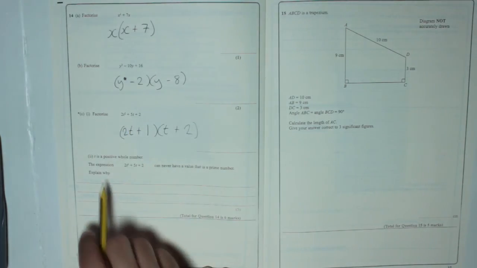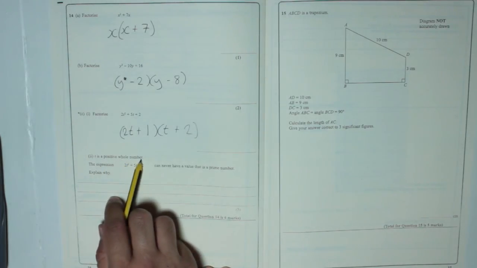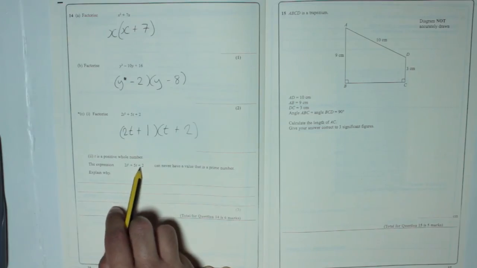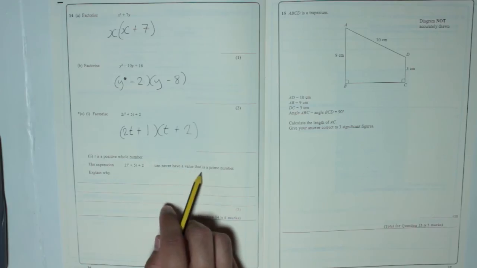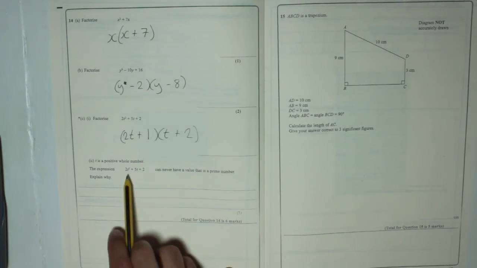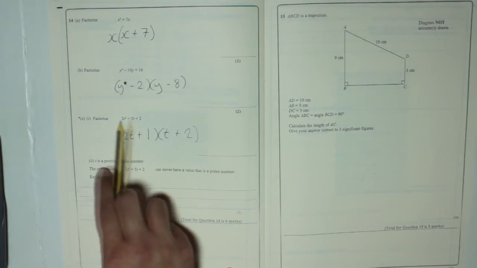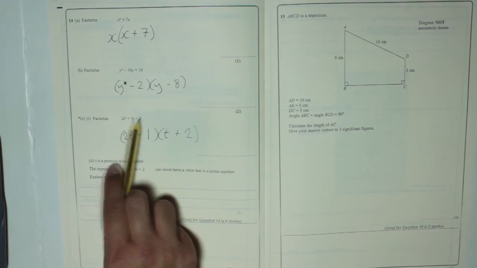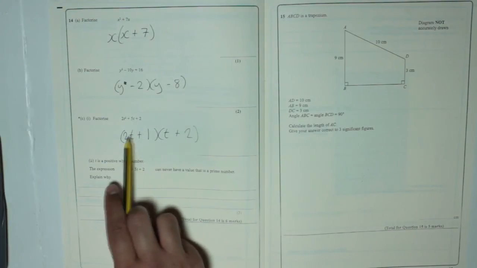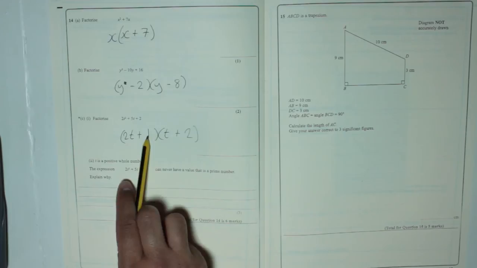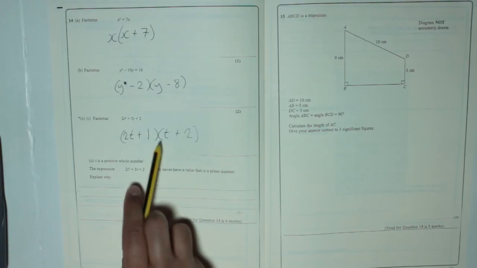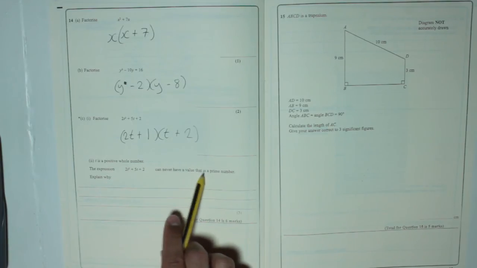Right, part 2. T is a positive whole number. The expression 2t squared plus 5t plus 2 can never have a value that is a prime number. Explain why. So, remember, 2t squared plus 5t plus 2 is the expression that we started off with, and we factorised it to get that. And remember, that is equal to that, and this means 2t plus 1 multiplied by t plus 2. So the expression can never have a value that is a prime number.